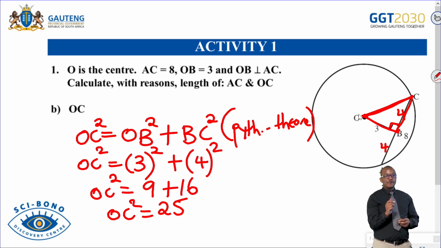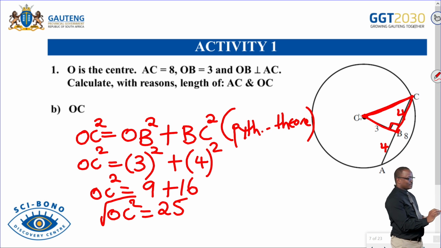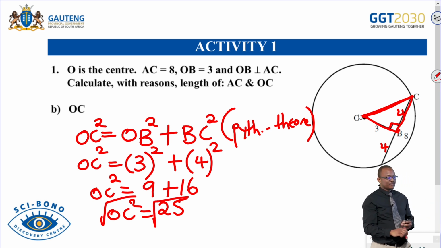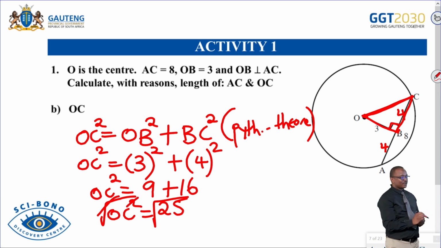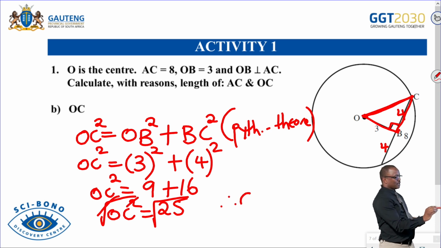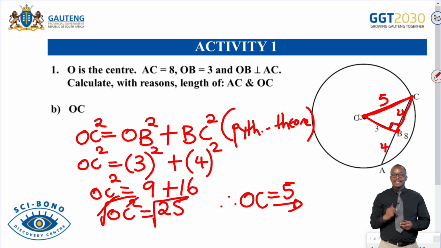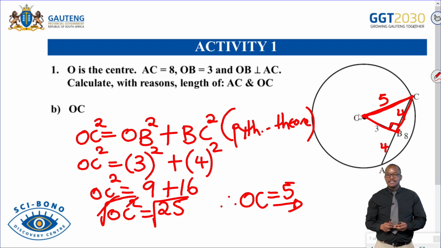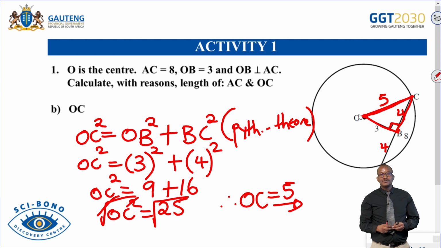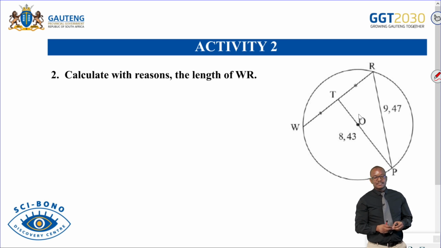Then we're not looking for OC squared, we're looking for OC. That's where you will introduce the square root on both sides. Remember, the square root will cancel your exponent of 2 there. So therefore your OC is going to be 5. So the length of OC there is going to be 5, the length of the radius. Remember, OC is a radius. So this is how you apply this type of theorem. Correct? Then now, let's look at the second activity.